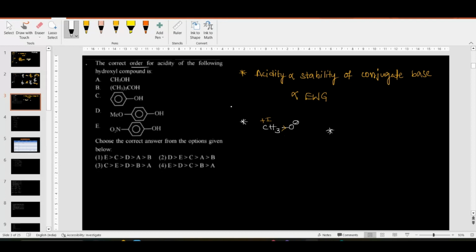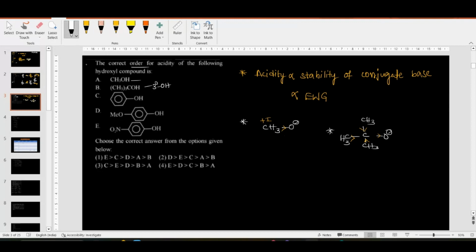the next option, that is B. Here this is a primary alcohol, right? And this one is a tertiary alcohol. So let's see C, CH3, CH3, CH3. I am writing its conjugate base here. Now you can see it is also showing the inductive effect. It is giving electrons to this, right? So it is also destabilizing this conjugate base. So this will maybe come last.